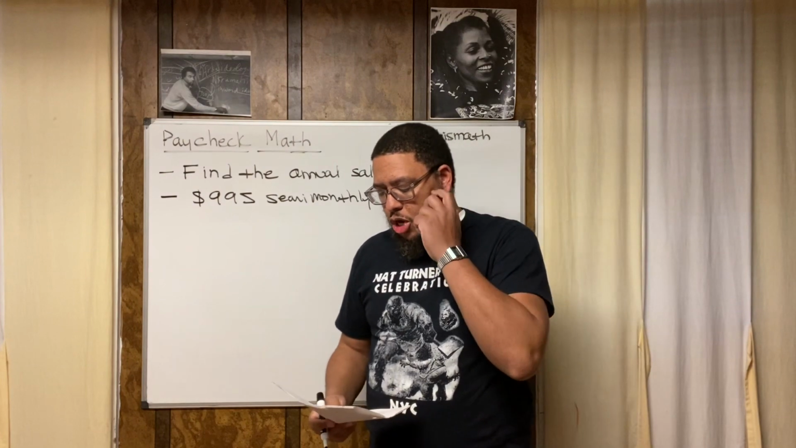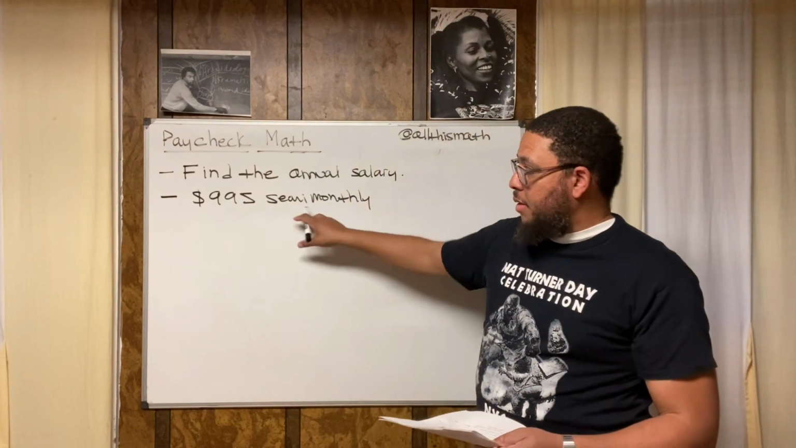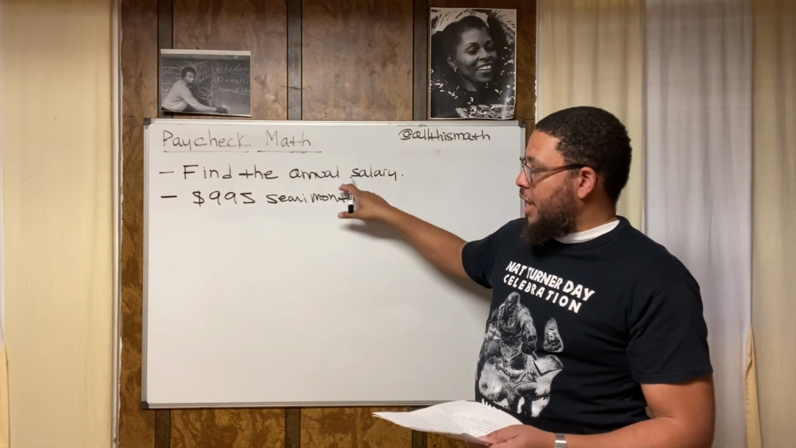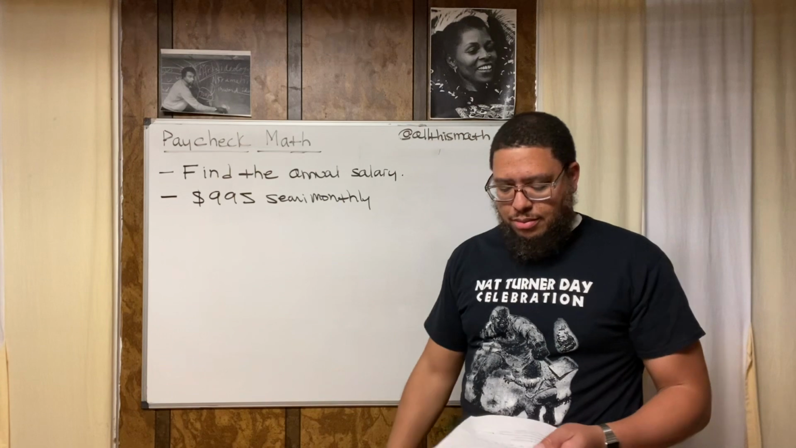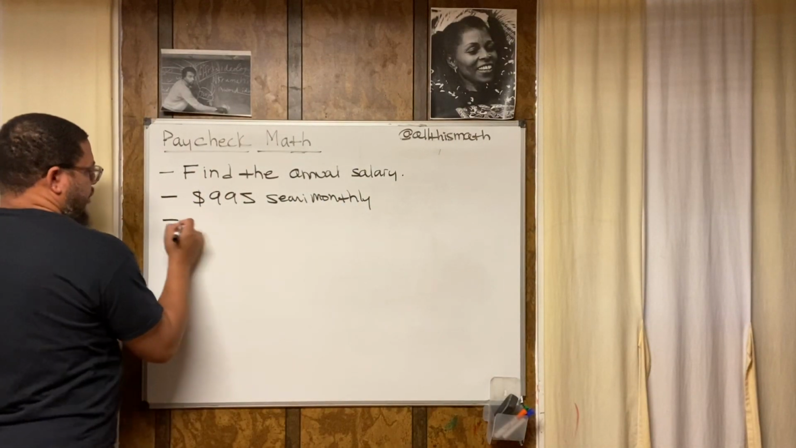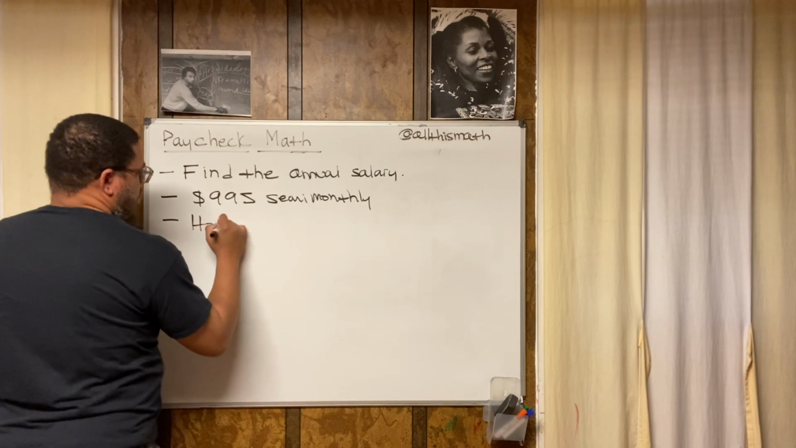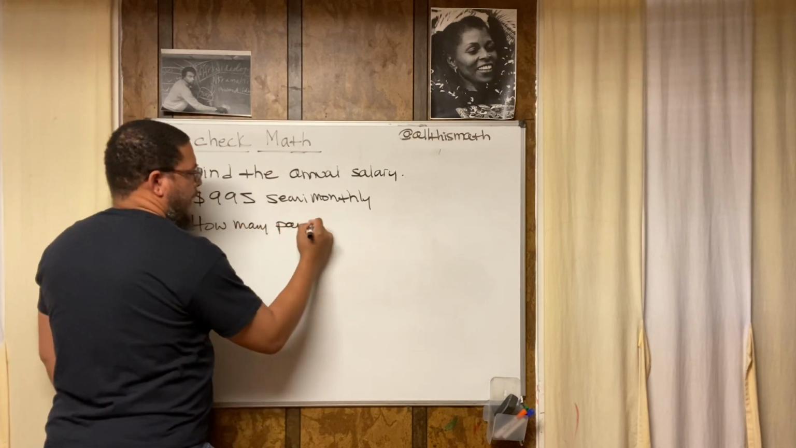All right. So this person is making $995 semi-monthly. Now, we want to find the annual salary. So the first thing I think we should do is figure out how many paychecks that is. How many paychecks is that? Right? So let's do that. Write that on your paper. How many paychecks?